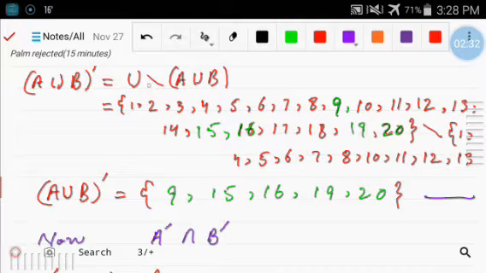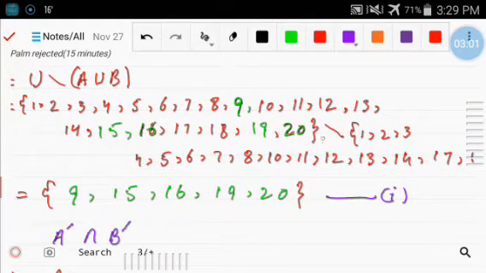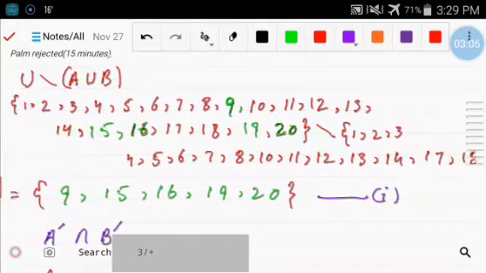which means the elements which are in set U but are not in the A union B set. Or (A union B) whole complement is equal to the elements except those of A union B. So this one is the universal set and this one is the A union B set.